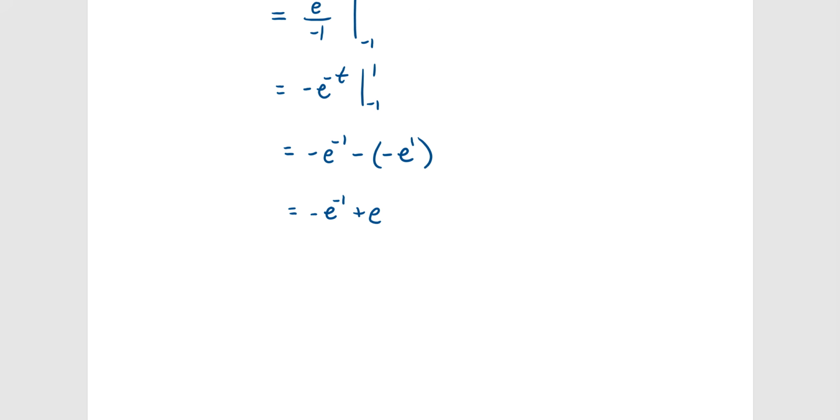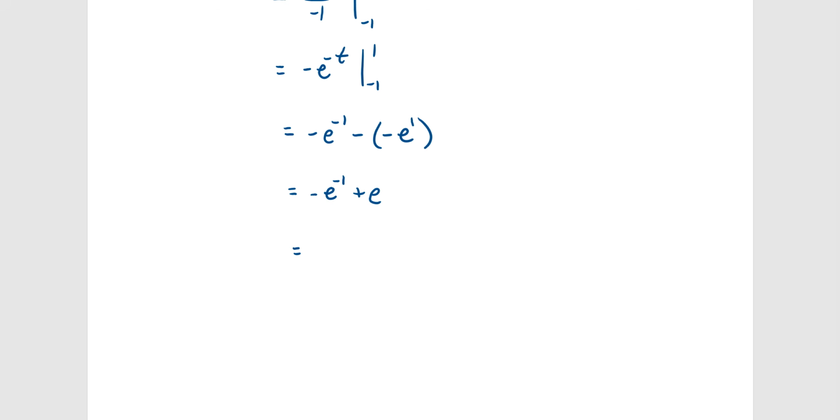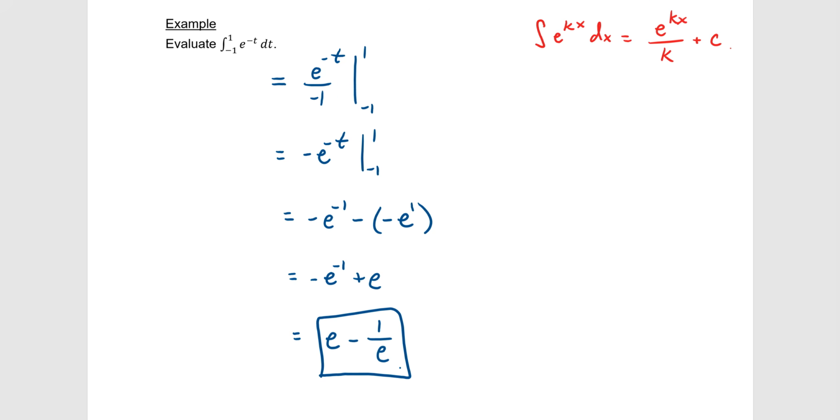And we can clean this up just a little bit. We can rewrite this with the first term being e, and then minus, instead of e to the -1, we can rewrite that as 1 over e. And you could plug that into the calculator if you want, get a decimal answer, but you would have to round, so I'm just going to leave it just like this.